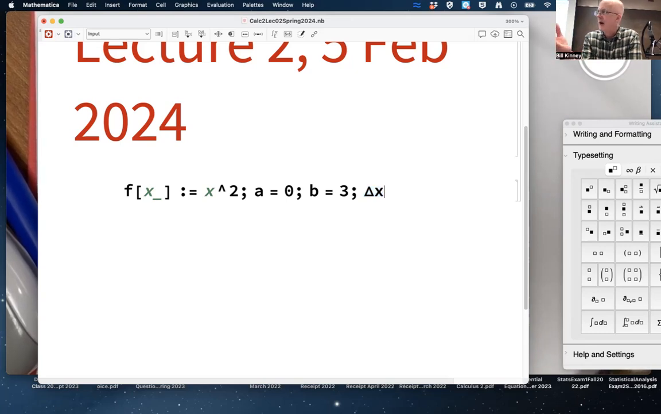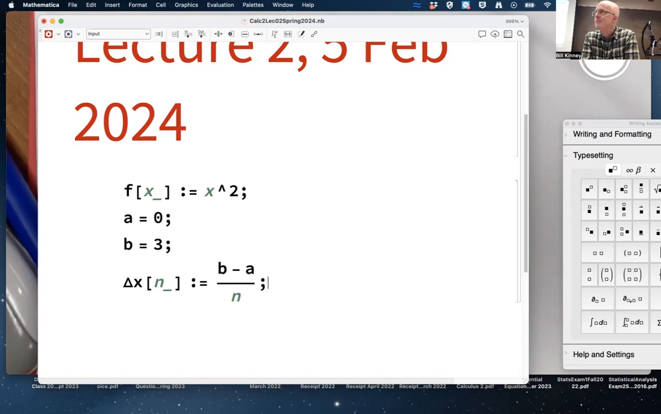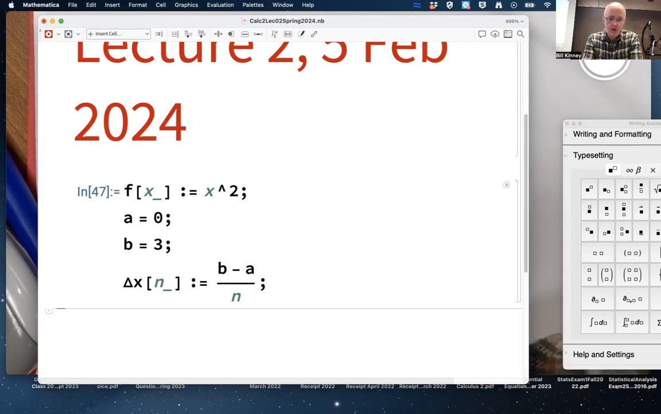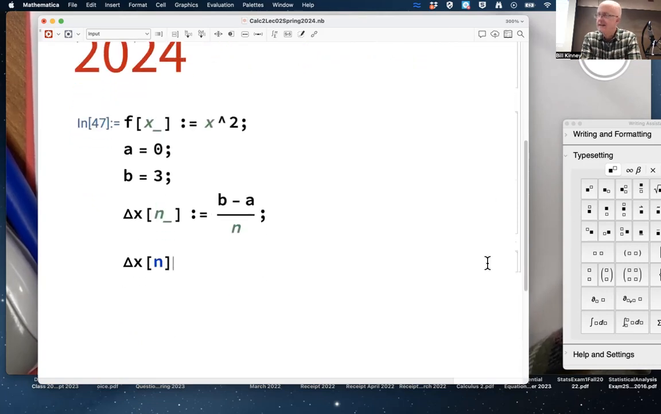It's b minus a over n, right? That's what I wrote by hand. But n is a variable, so I need a variable for this. B minus a over n. Notice the n is green. Enter all this. If you want to confirm delta x is in there, I could type this without an underscore, and it should return b minus a over n. 3 over n is what it equals. Yeah. B minus a is 3.